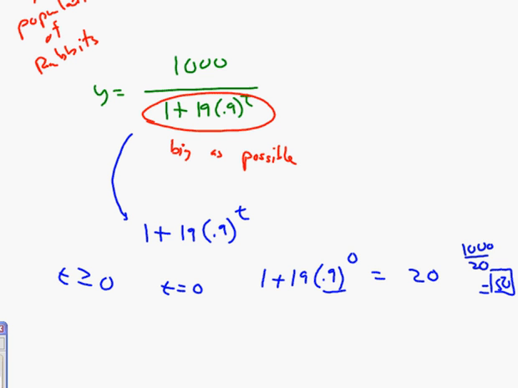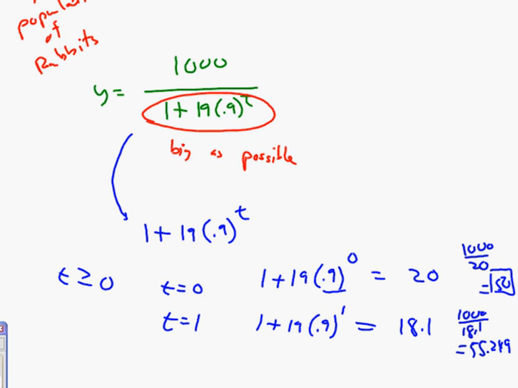Now the question is, is that the smallest number in the range, or is that the largest number in the range? So that's what we need to figure out. Let's consider another t value. Let's look at t equals 1 for a moment. And if we sub that in, watch what we get. We get 1 plus 19 times 0.9 to the 1. This gives us a denominator of 18.1, not a y value. Now, if we turn that into a y value by doing 1,000 over 18.1, we get about 55.249.